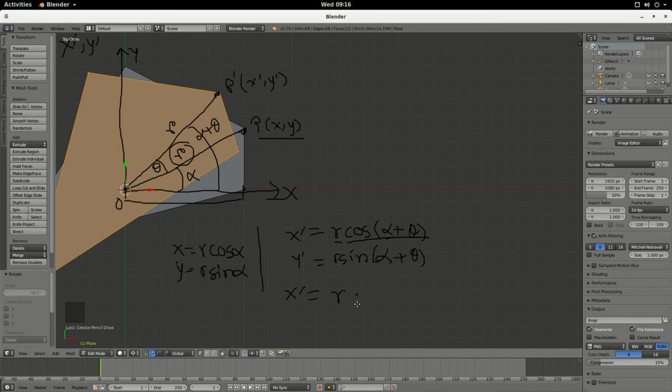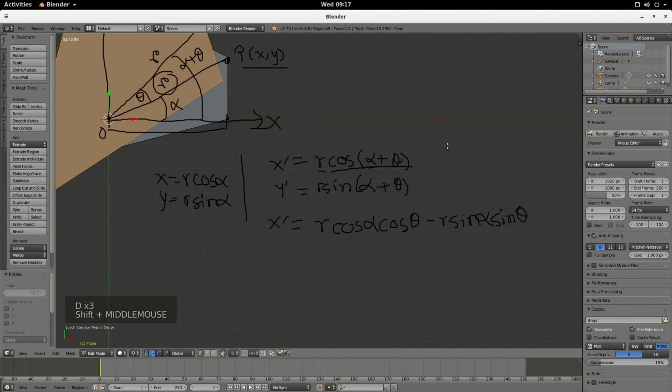Okay, so for this one, this should be R cos alpha cos theta, and then minus R sin alpha sin theta. Remember, our target is to eliminate R and alpha from the picture altogether. We don't want them there. So given this expression right here, what can we do to remove R and alpha from the picture?